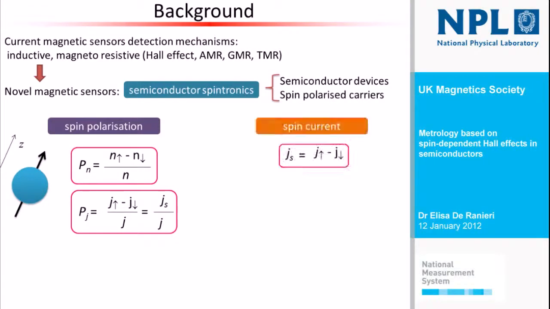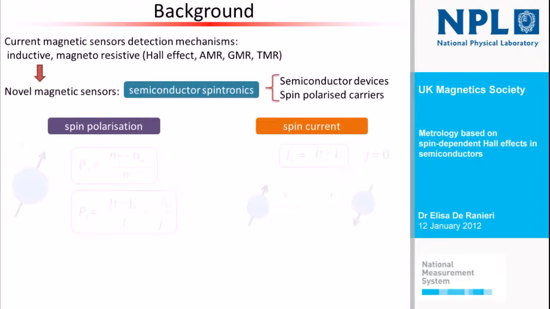And this also introduces the second key concept of spin current, which is basically the difference in these two current densities. And a spin current can also occur in the absence of charge transfer. For example, if you have spin down and spin up electrons moving with opposite velocities, there is no net transfer of charge, but there is a spin current.